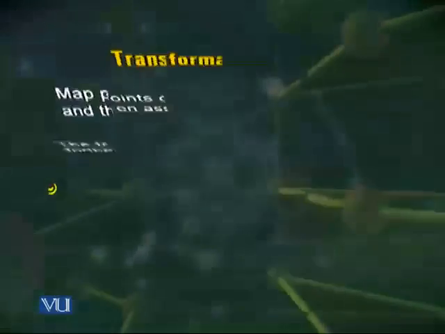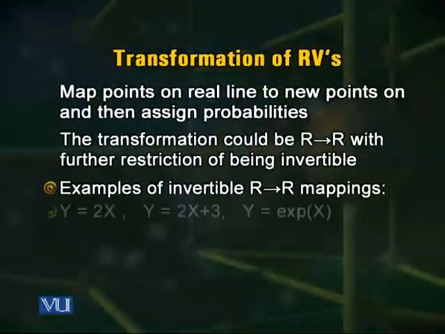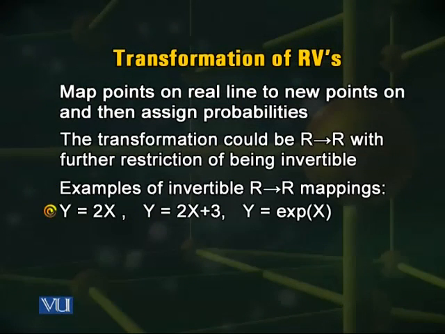There are many examples of one-to-one mappings or many-to-one mappings. For example, if x represents the random variable on this real line and the transformed random variable is y, then y is equal to 2x is a one-to-one mapping. y is equal to 2x plus 3 is also a one-to-one mapping, and y is equal to e raised to power x is also a one-to-one mapping.